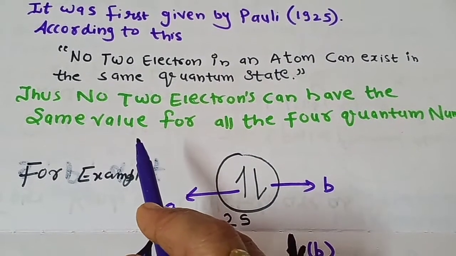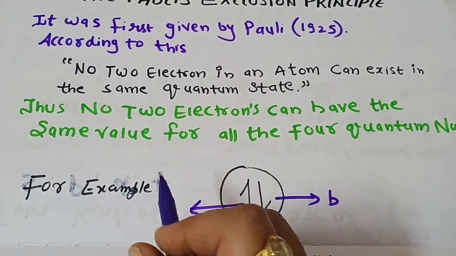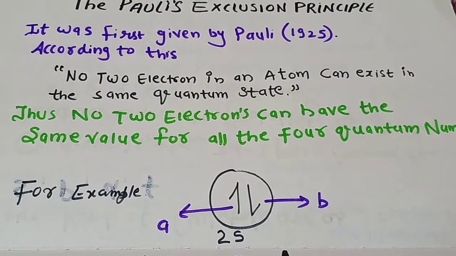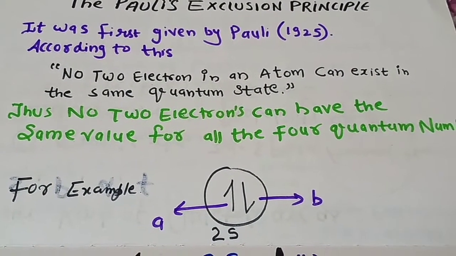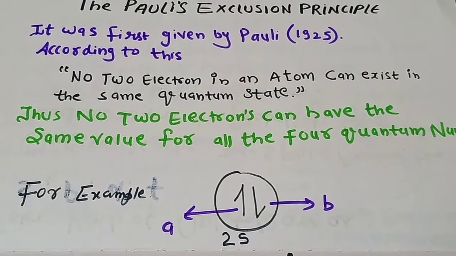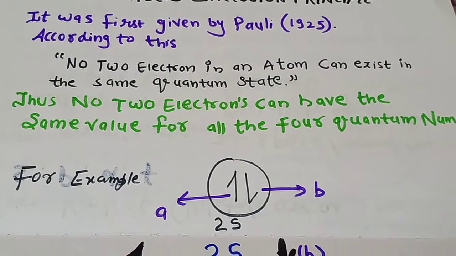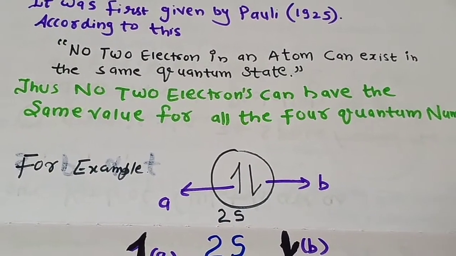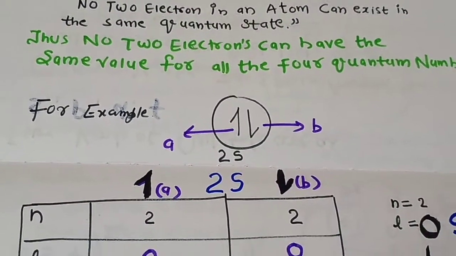How many quantum numbers are there? We know: principal quantum number, azimuthal quantum number, magnetic quantum number and spin quantum number. So Pauli's exclusion principle states that no two electrons in an atom can have the same values for all the 4 quantum numbers. Now let us see how we can prove this statement.